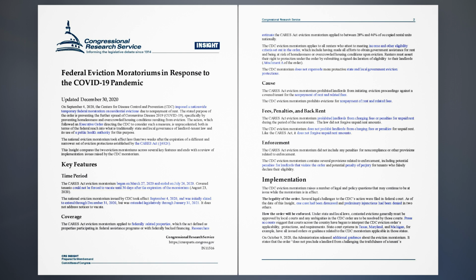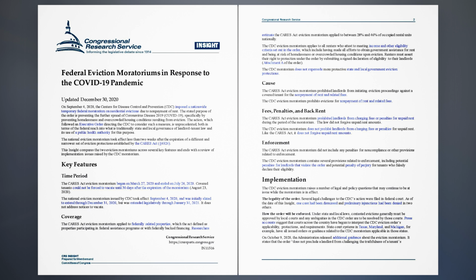Coverage. The CARES Act eviction moratorium applied to federally related properties, which the Act defined as properties participating in federal assistance programs or with federally backed financing. Researchers estimate the CARES Act eviction moratorium applied to between 28% and 46% of occupied rental units nationally. The CDC eviction moratorium applies to all renters who attest to meeting income and other eligibility criteria set out in the order, which include having made all efforts to obtain government assistance for rent and being at risk of homelessness or overcrowded housing conditions upon eviction.